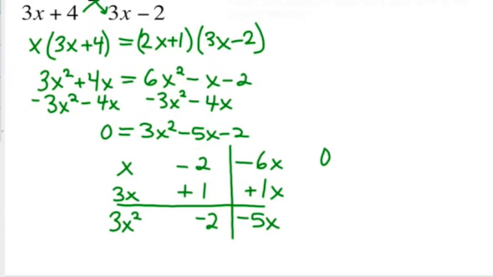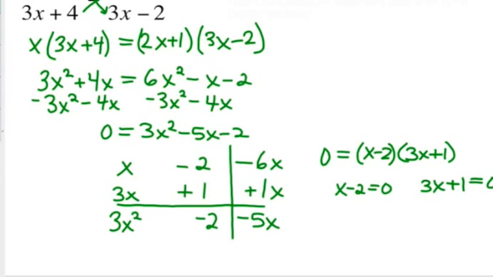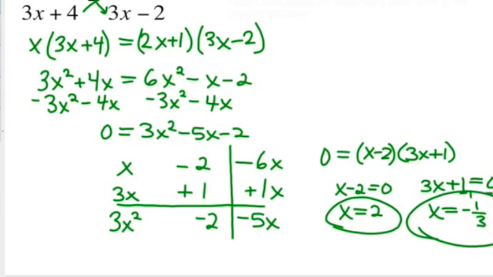Now I have my factored form as 0 equals x minus 2 times 3x plus 1. Alright, so that means I can set this up as x minus 2 equals 0 and 3x plus 1 equals 0, because again, I'm looking for the values of x that make this equation equal 0. So I have x equals 2 and x equals, let's see, subtract 1, divide by 3, x equals negative 1/3. So you might think that your answers are x equals 2 and x equals negative 1/3.